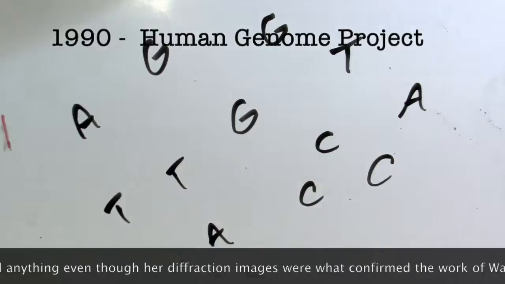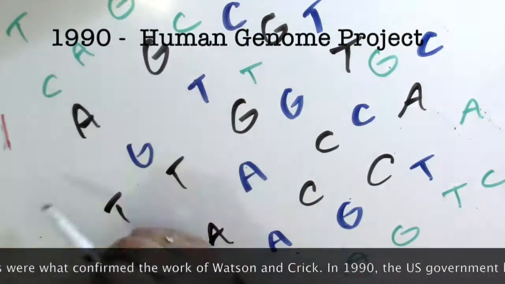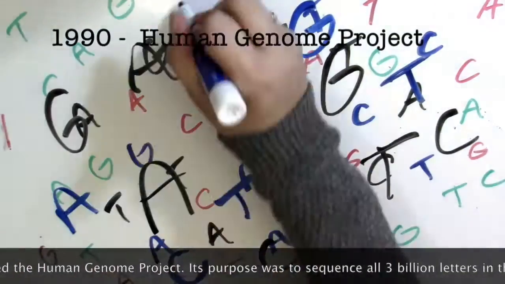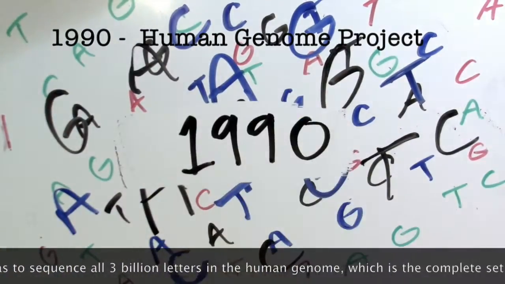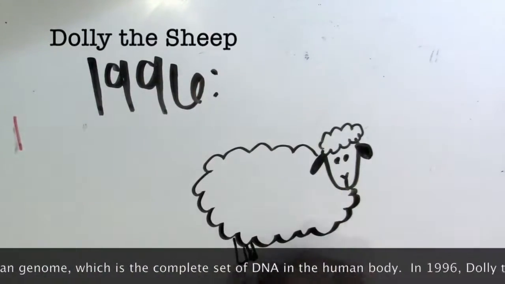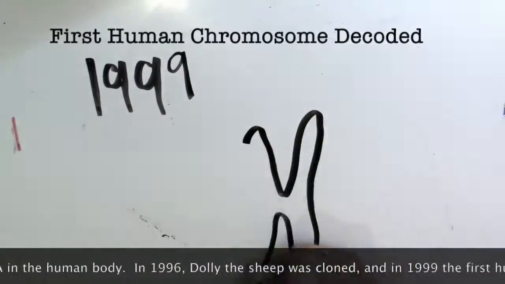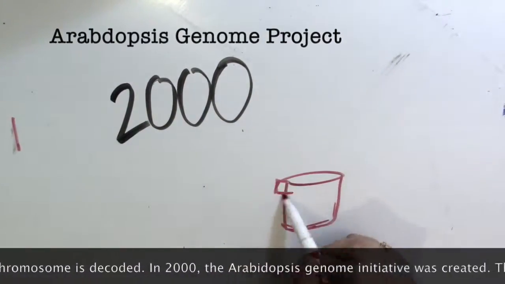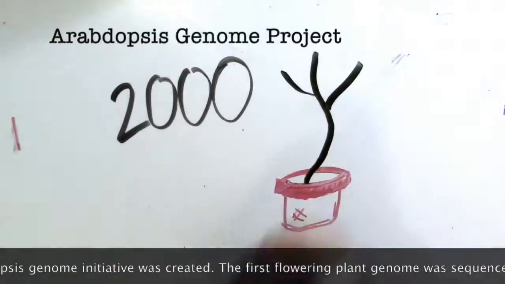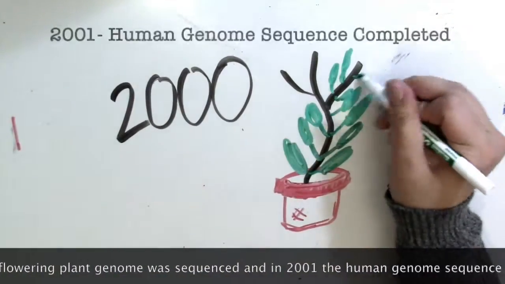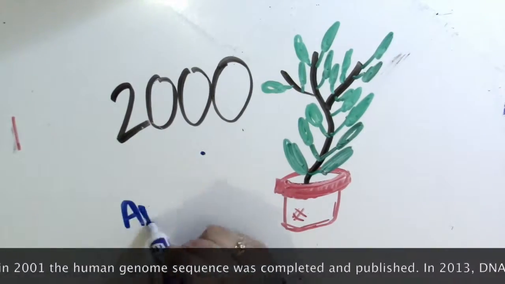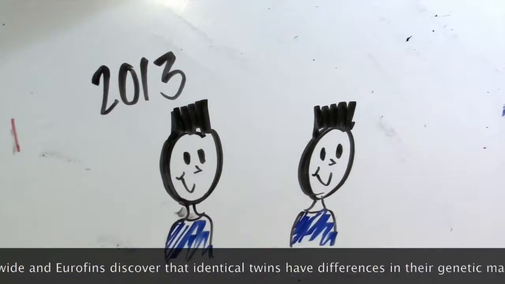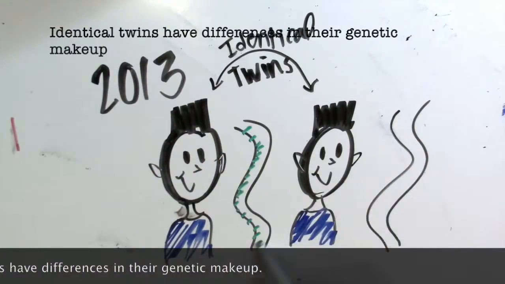In 1990, the U.S. government launched the Human Genome Project. Its purpose was to sequence all 3 billion letters in the human genome, which is the complete set of DNA in the human body. In 1996, Dolly the sheep was cloned, and in 1999, the first human chromosome was decoded. In 2000, the Arabidopsis Genome Initiative was created. The first flowering plant genome was sequenced, and in 2001, the human genome sequence was completed and published. In 2013, DNA Worldwide and Eurofins discovered that identical twins have differences in their genetic makeup.